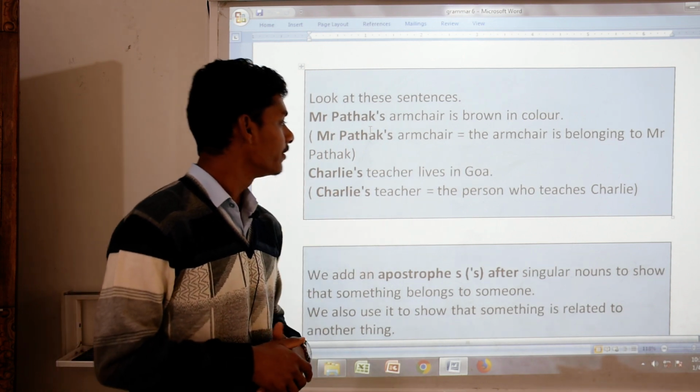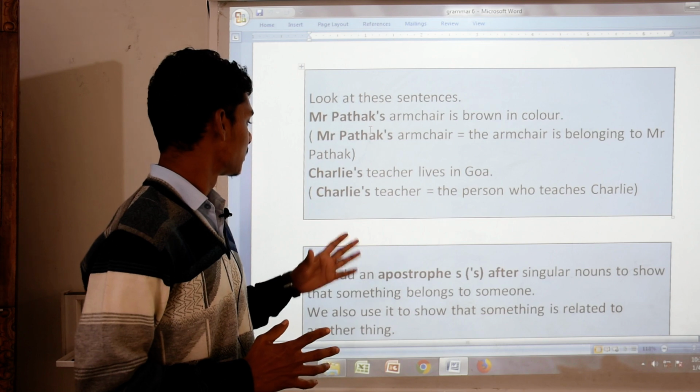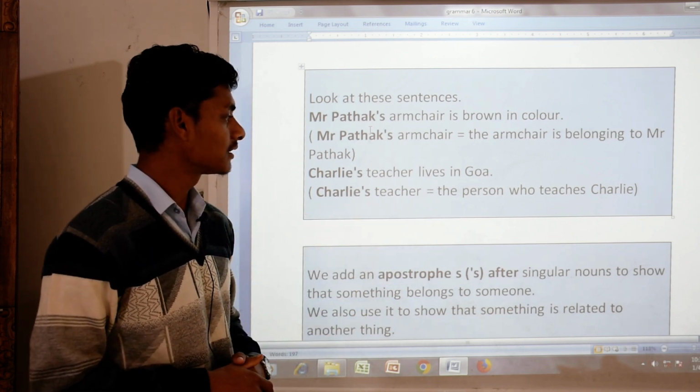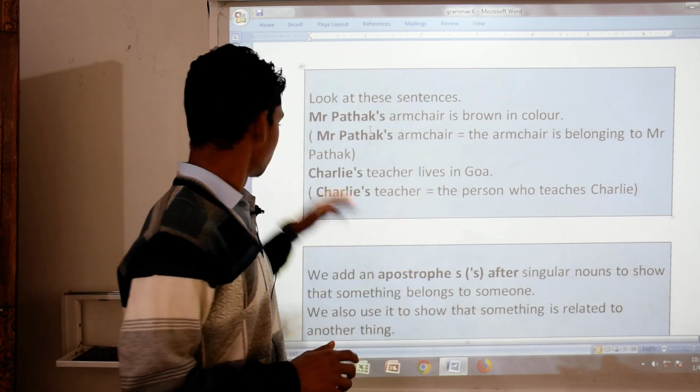Next, Charlie's teacher lives in Goa. Whose teacher lives in Goa? Charlie's teacher, the person who teaches Charlie. So the teacher belongs to whom? Charlie.